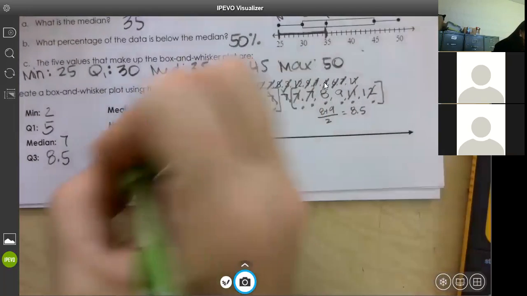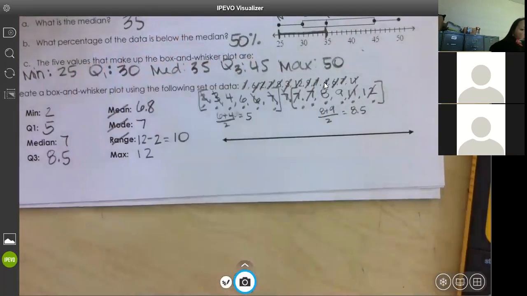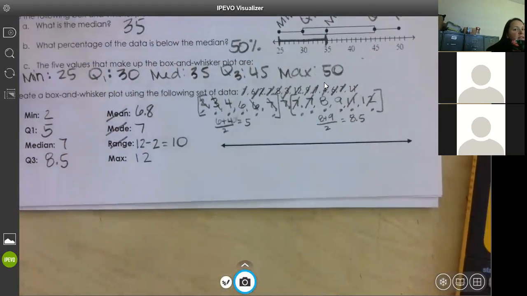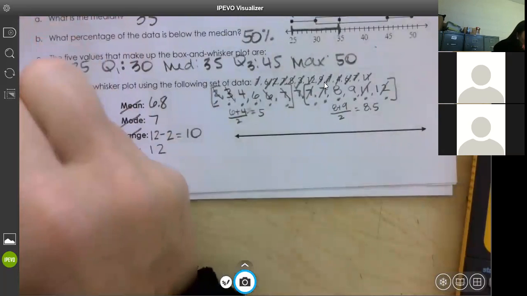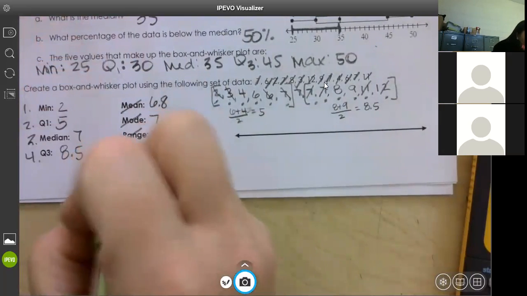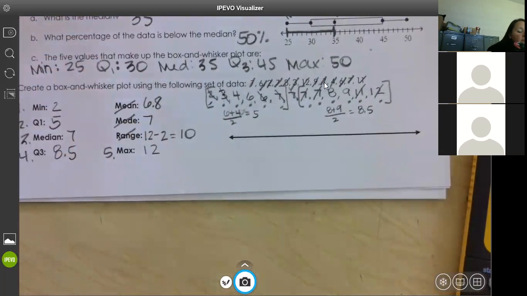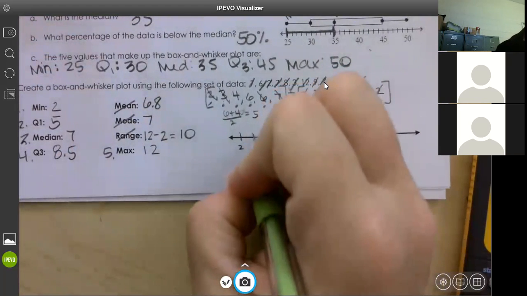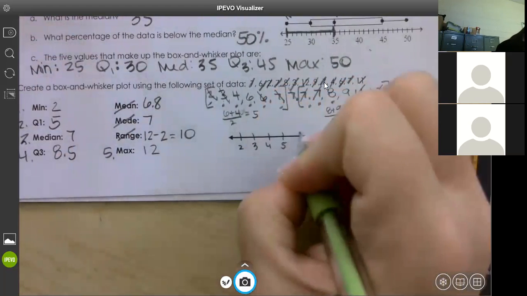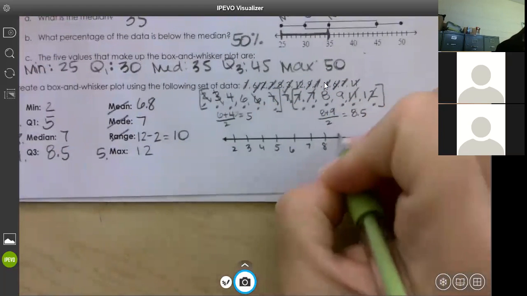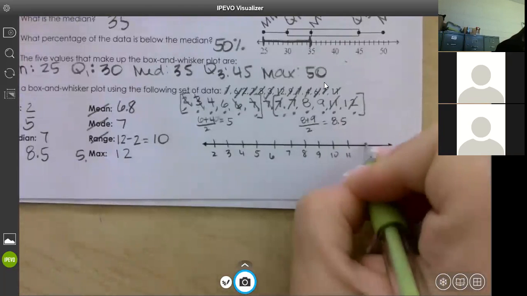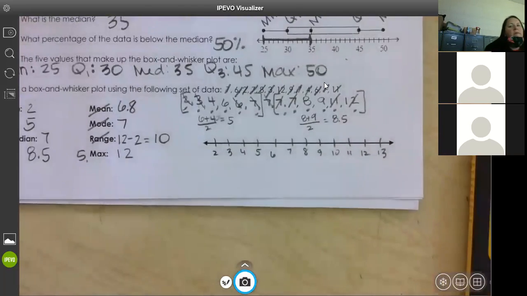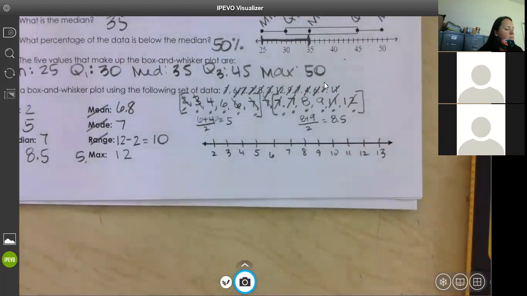All right, so the ones we need are not these. We don't need the mean, the mode, or the range. We need these 5 numbers to make a box plot. We go from 2 to 12, so I can put that on my number line. I'm gonna go ahead and put a 13. You don't have to. You plot those 5 numbers.